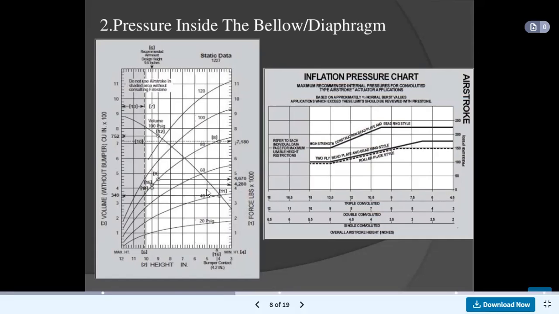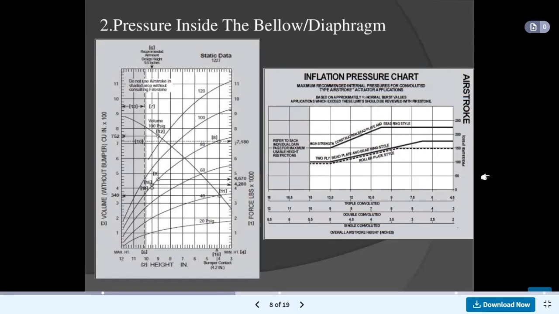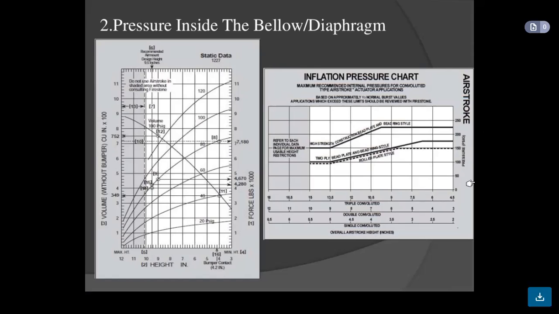If we see the second graph, that is the inflation pressure chart, different scales are provided: triple convoluted, double convoluted, and single convoluted. Overall, the air stroke height is in inches. On the y-axis, this is the pressure, PSIG. This is also called the air stroke.